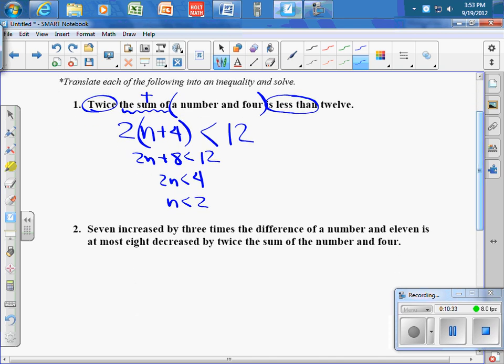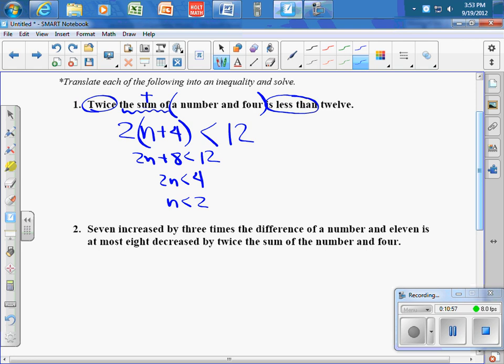Number 2, 7 increased by 3 times the difference of a number and 11 is at most 8 decreased by twice the sum of the number and 4. Wow, quite a mouthful. Let's read that again. 7 increased by 3 times the difference of a number and 11 is at most 8 decreased by twice the sum of the number and 4.